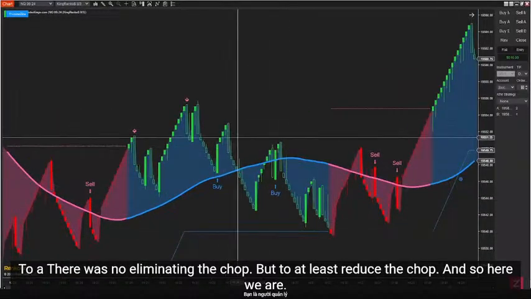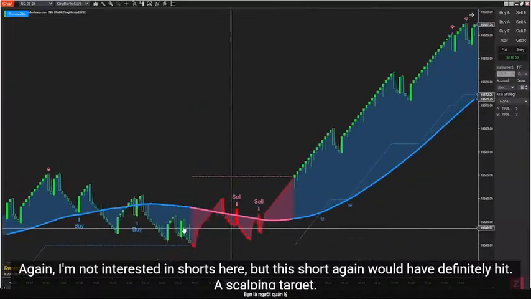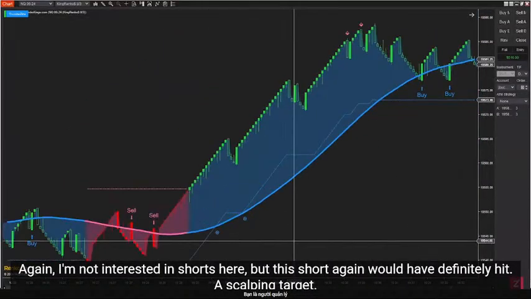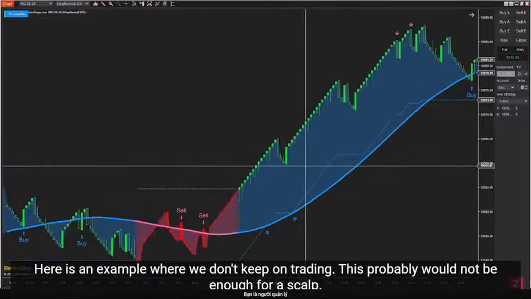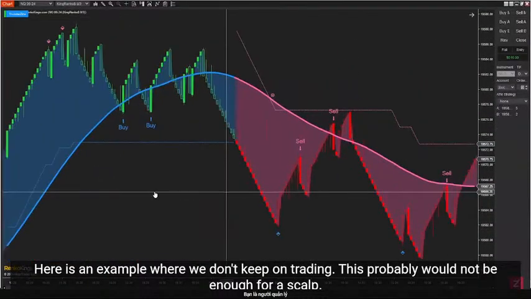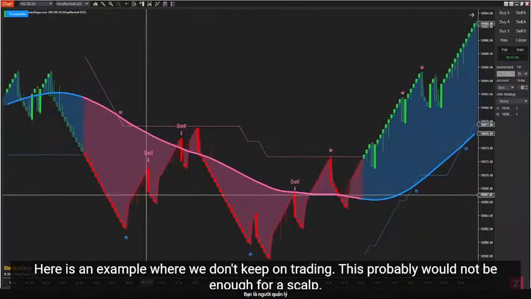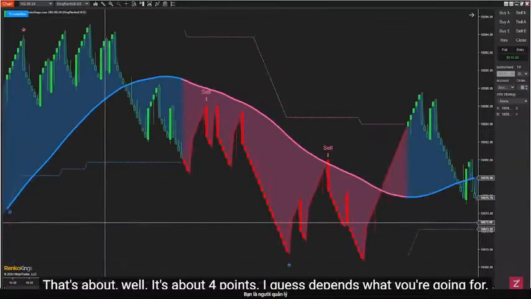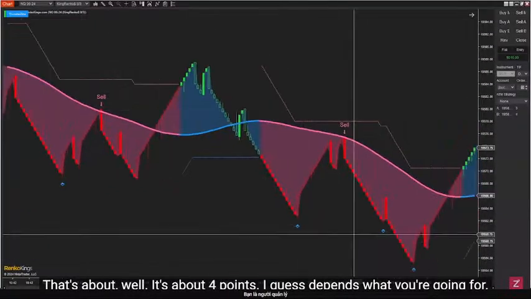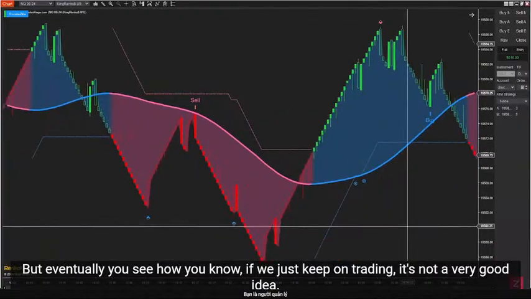Probably a loser. I'm guessing not enough here for a scalp. Probably a loser. This one you see again, right? Overdone a little bit. If it happened earlier, I would have taken it. This short would have been fine. I just wasn't looking for shorts.